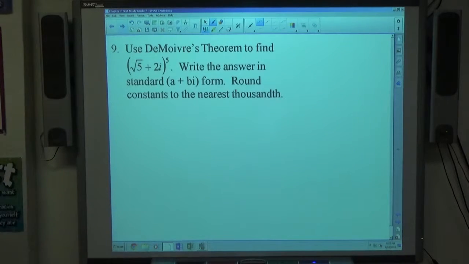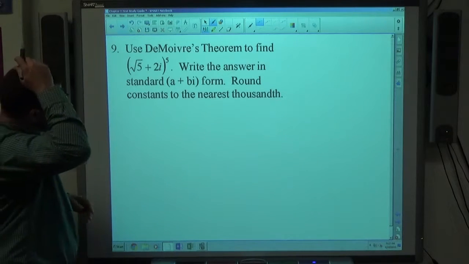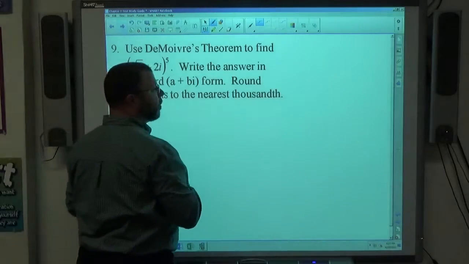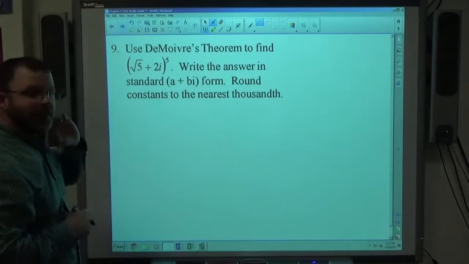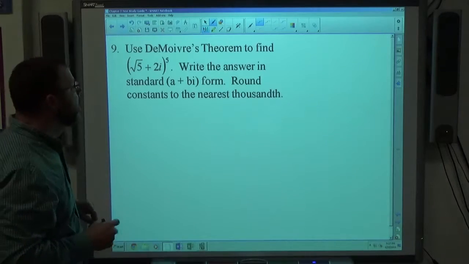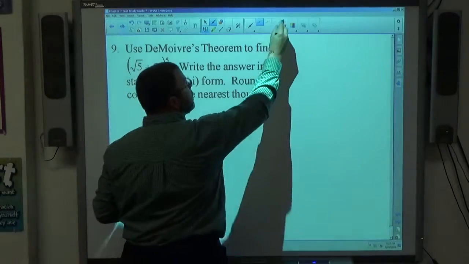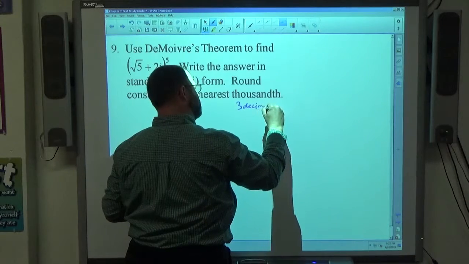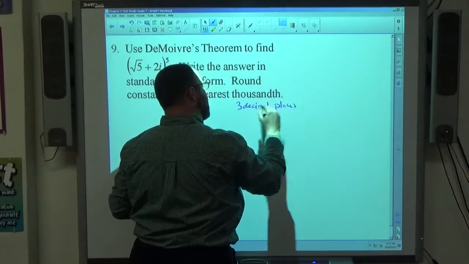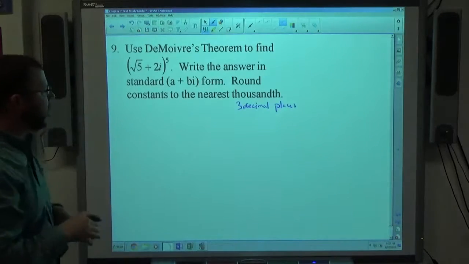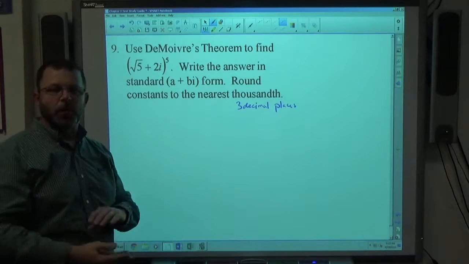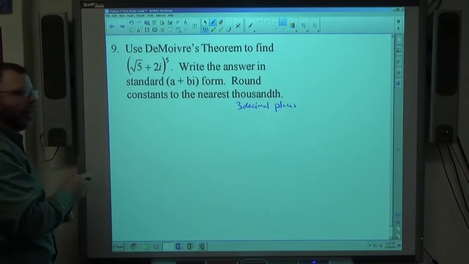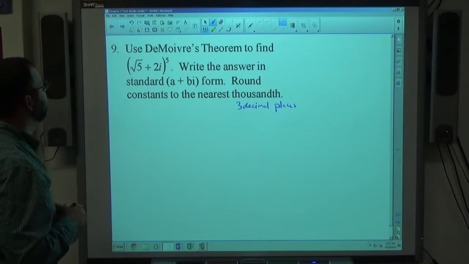Number 9, use De Moivre's theorem to find this. Write the answer in standard a plus bi form, round constants to the nearest thousandth. There's an understanding with the rounding that we're not going to get nice exact answers like we have on some of these other ones. Thousandth is 3 decimal places. If I want my final answers rounded to 3 decimal places, I probably want my decimals in my work to go 6 decimal places just to get some accuracy to the 3 decimal place mark.